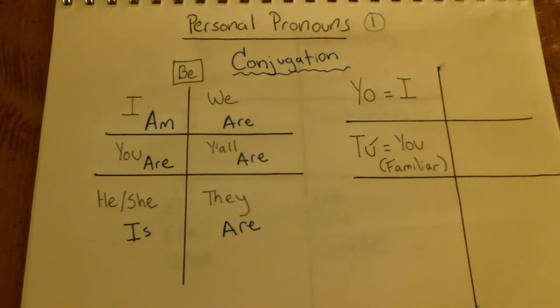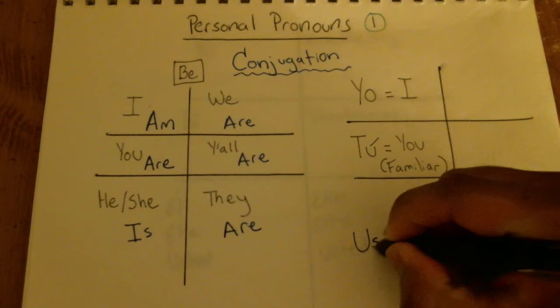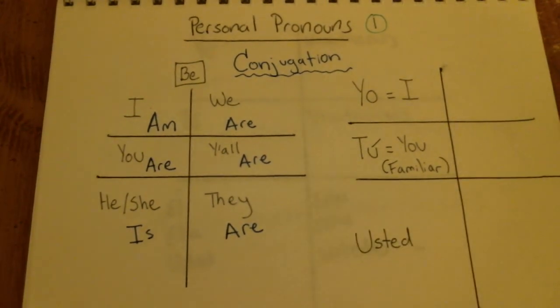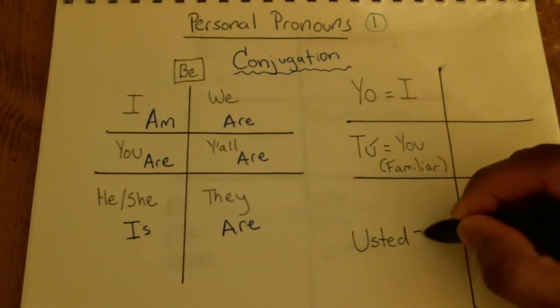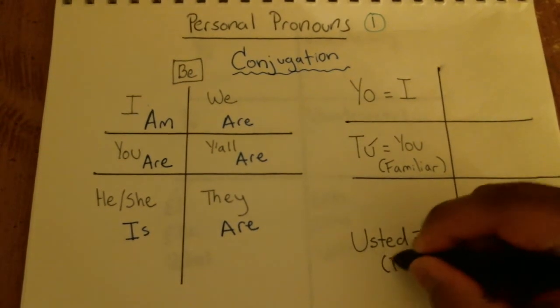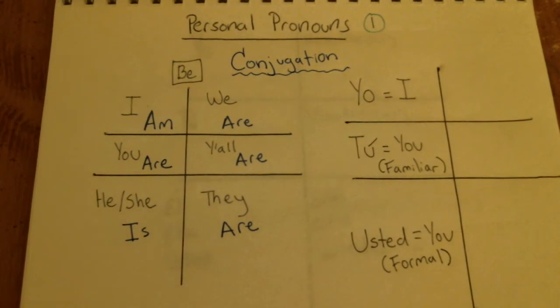However, the other way to say you, and I'm writing it this far down for a reason, is usted, okay? U-S-T-E-D, usted. This means you also, but this is in a more formal situation, okay? You would use usted if you were talking to your boss. Like you're talking to your boss and you say, sir, I need you to help me, okay?